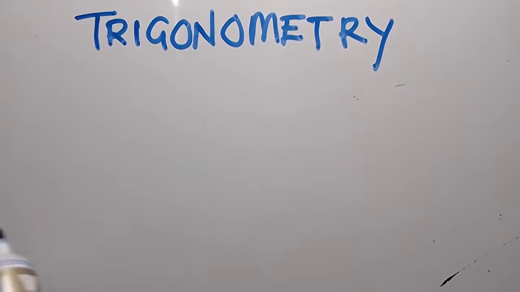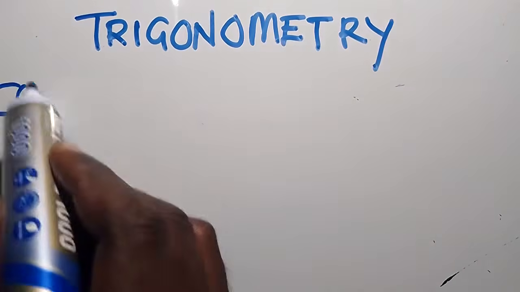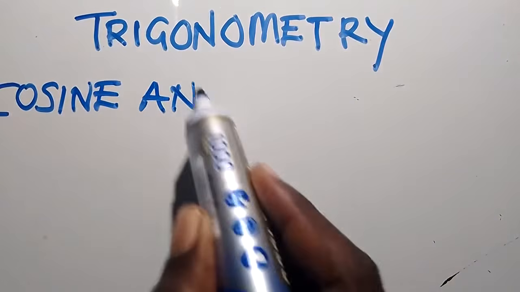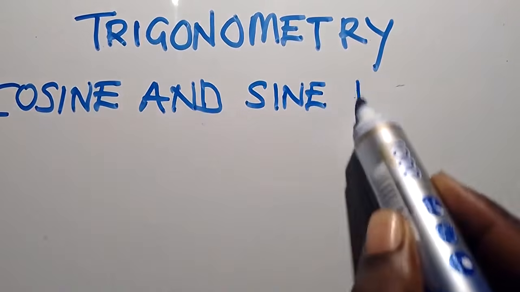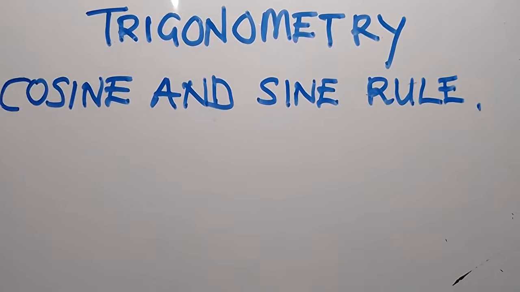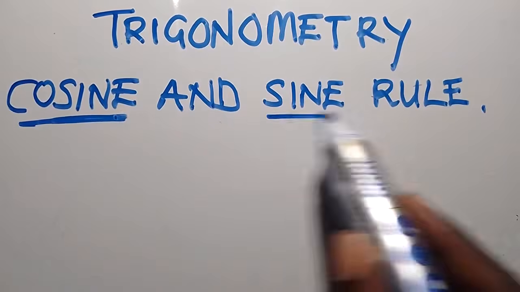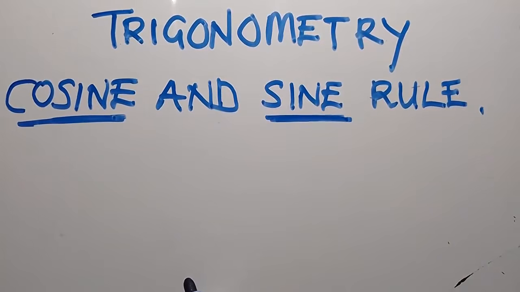Mainly, what you need to understand on trigonometry are only two things. You need to know the cosine and the sine rule. These are two things that you need to know and understand: the cosine rule and the sine rule. These are two important things under trigonometry.